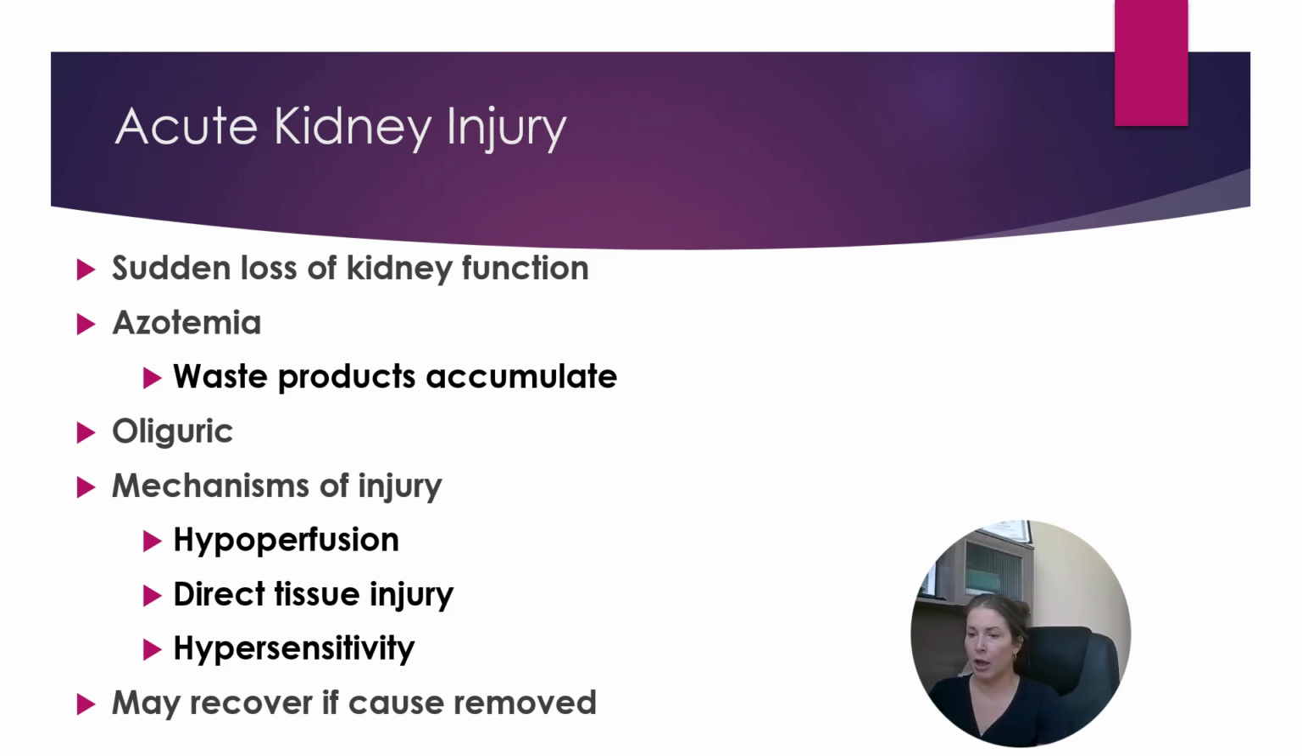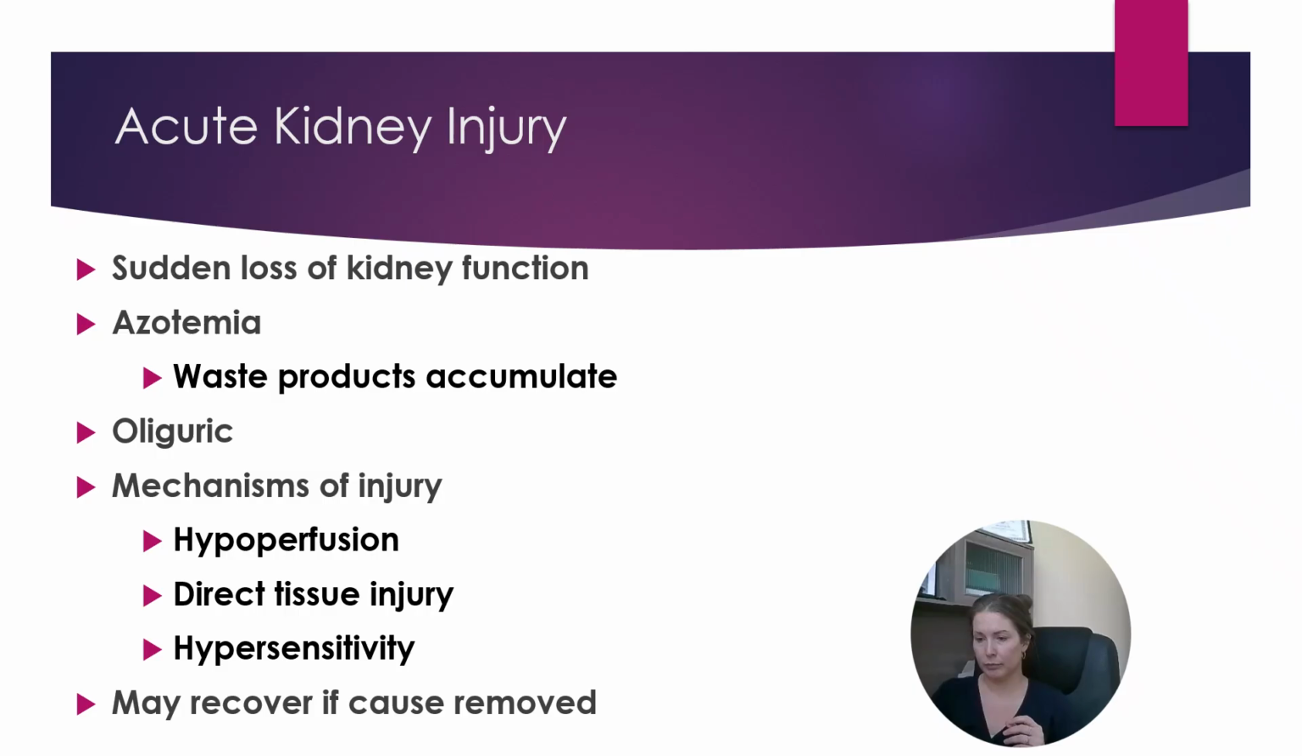So the mechanism of injury, we have hypoperfusion. This is considered pre-renal. This is going to be due to dehydration, shock, heart failure, or blood loss. And then our direct tissue injury, so this is intrinsic. So when we have that acute tubular necrosis, this could be from nephrotoxic drugs, rhabdomyolysis, or infections. Or it could be from hypersensitivity, so an allergic or an immune reaction.